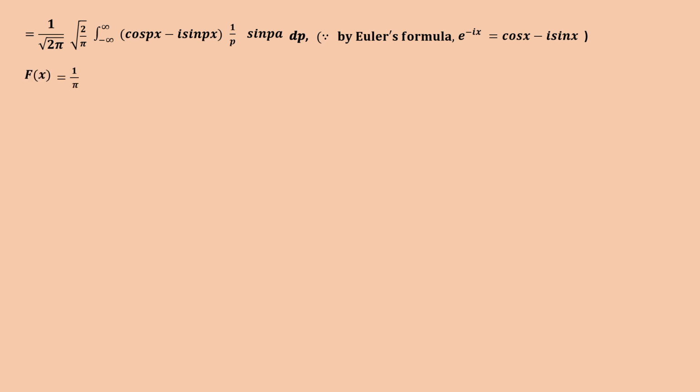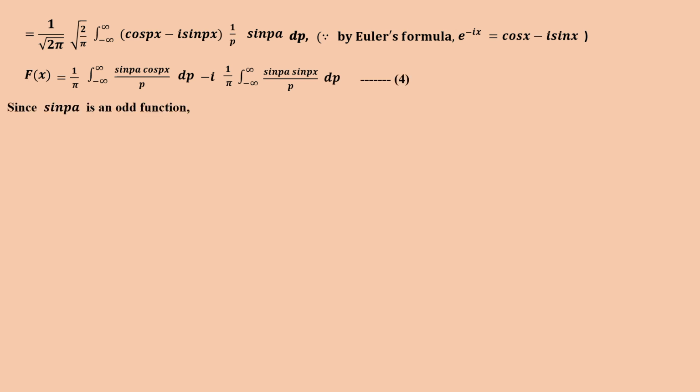So therefore f of x is equal to 1 by pi, the root 2 gets cancelled, and root pi into root pi in the denominator becomes pi. 1 by pi integral minus infinity to plus infinity of cos px into sin pa by p into dp, splitting into 2 integrations, the second one minus i into 1 by pi integral minus infinity to plus infinity of sin px into sin pa divided by p into dp. That is equation number 4.